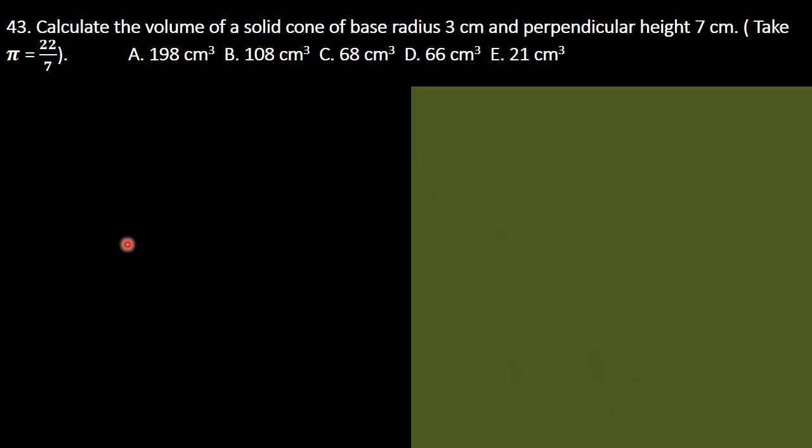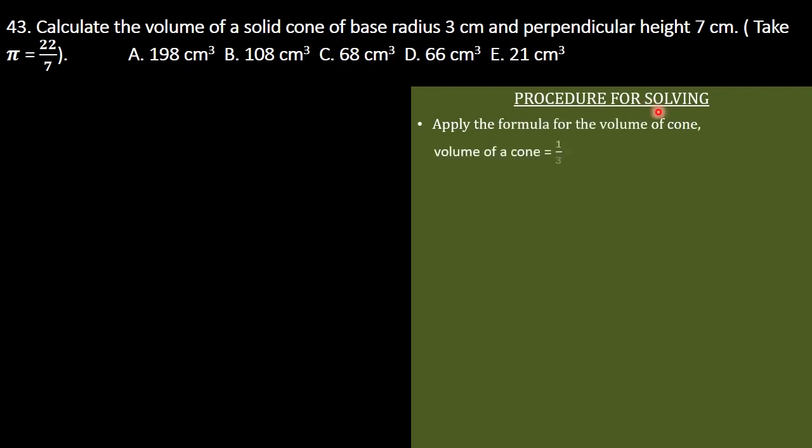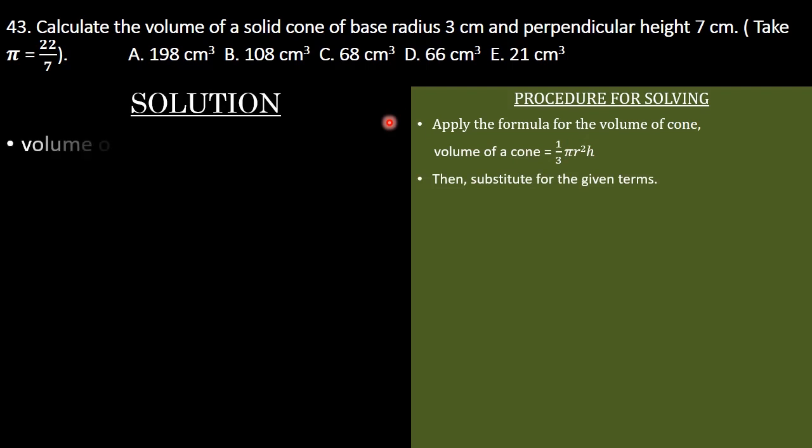Question 43. Calculate the volume of a cone of base radius 3 cm and perpendicular height 7 cm. Take pi equal to 22 over 7. Let's check the procedure for solving this. Apply the formula for the volume of a cone. Volume is equal to 1 over 3 pi r square h. Then substitute for the given terms. Let's check the solution. Let's apply the formula for the volume of a cone. Then let's substitute for the given terms.